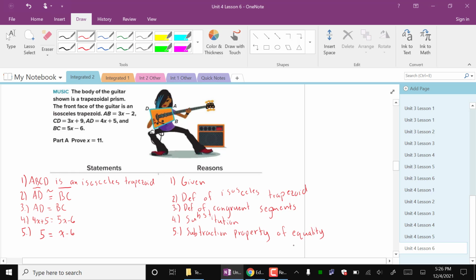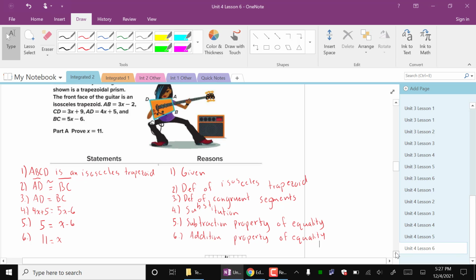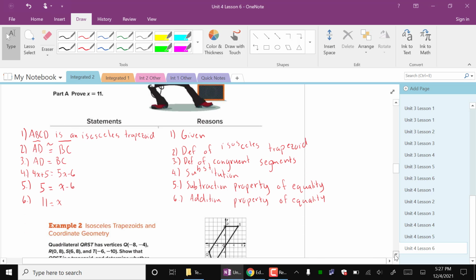Now I'm going to add 6 to both sides. When I add 6 to both sides, that gives me 11 equals x, and this is the addition property of equality. If you want, you could flip the order and say that x equals 11 by the symmetric property of equality, but we can leave it as this, and we have what we wanted to prove, that x equals 11. So we've proven that out.